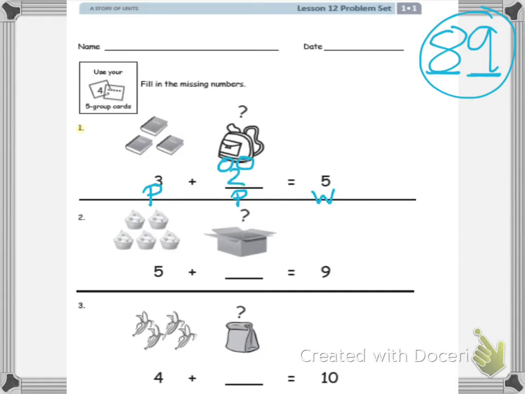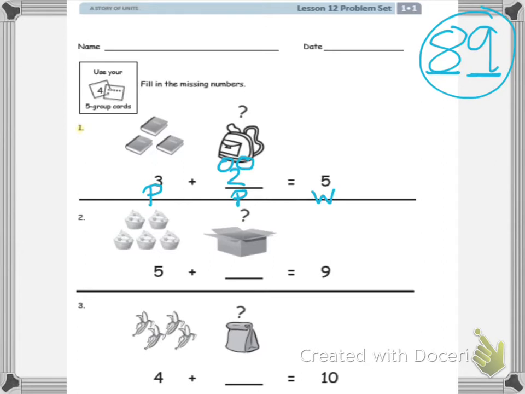Now, I want you to try to do 2 and 3 on your own. So, in order for you to do it on your own, remember I want you to pause the video to be able to solve it. So this first one, number 2, they give you 5 cupcakes. There's some more in the box. Now there's 9 altogether. So I want you to count on until you figure out how many are in the box. I want you to do that now, please. I'm going to pause if you need to.